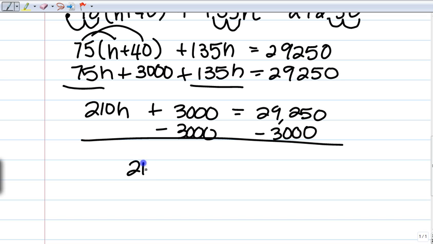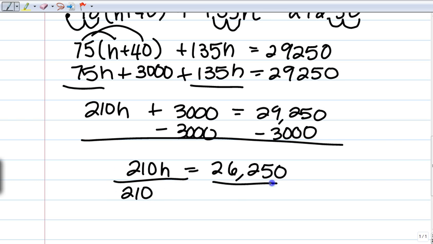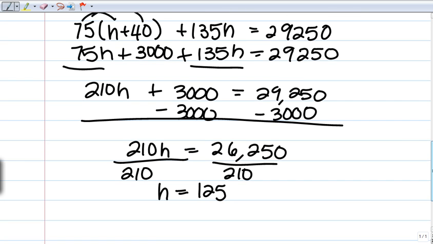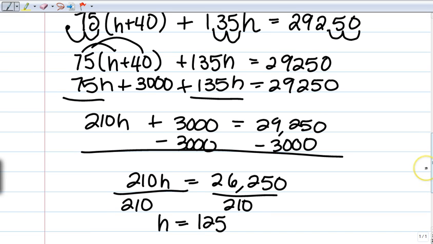I get 210H equals 26,250. Divide by 210. I get H equals 125. So H equals 125. So let's see what the question was. The question said for number 4, how many slices of pizza did they sell?